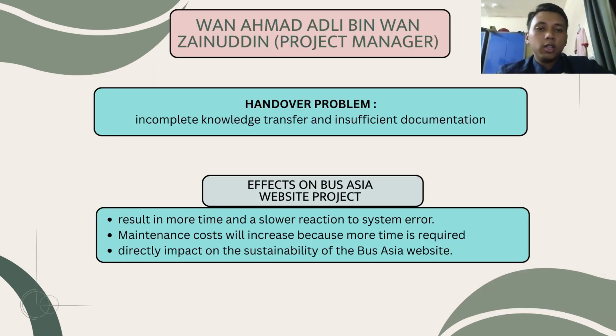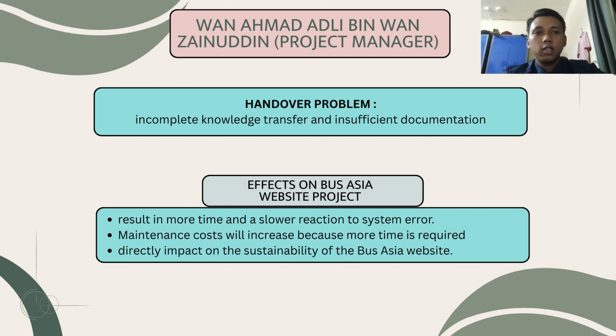As a project manager, the handover problem for the Bus Asia website is incomplete checklist transfer and insufficient documentation. The effect on Bus Asia is more time spent and slower reaction due to system errors. This lack of comprehensive documentation can create a major problem in maintaining the website. Maintenance cost will increase because more time is required. Future changes such as adding new routes, integrating a mobile application, or improving user experience will become risky. Furthermore, this problem will affect stakeholder expectation and client satisfaction. It will really impact the sustainability of the Bus Asia website.